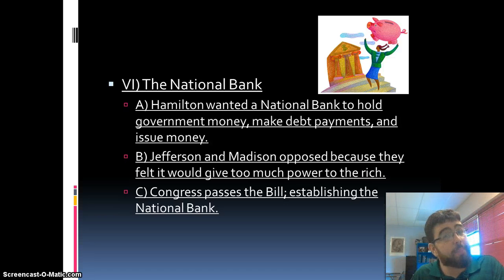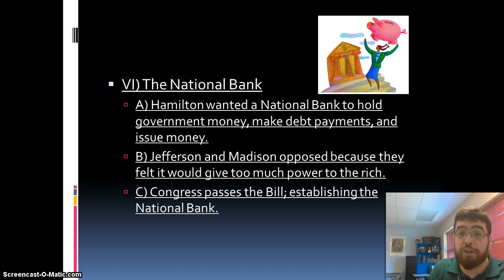It's kind of like our community banks nowadays. If you are part of a community bank, for example, Space Coast Credit Union or any of those credit unions, the people who have money inside of those banks actually control how that bank works. And the national government bank at that time worked the same way.